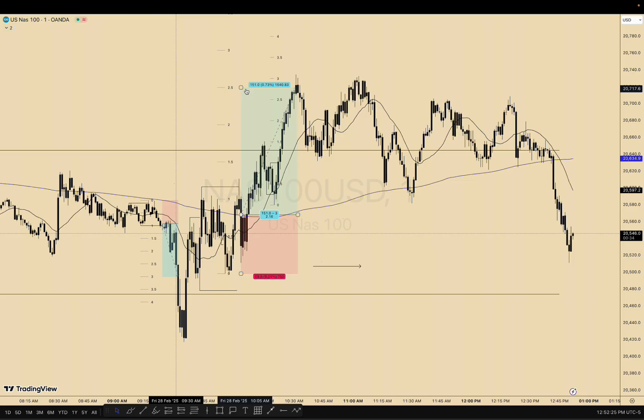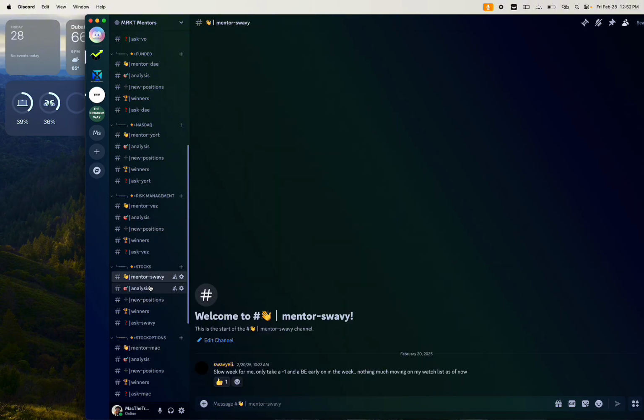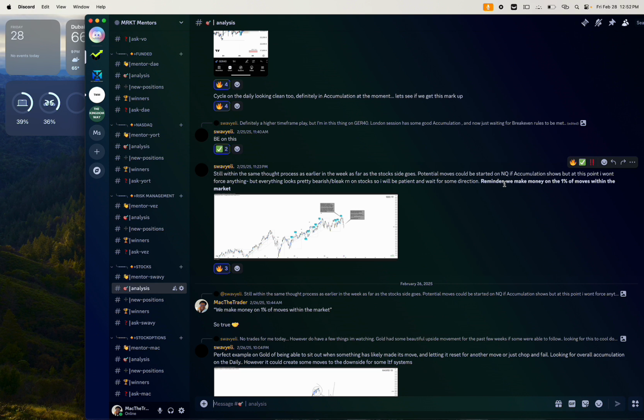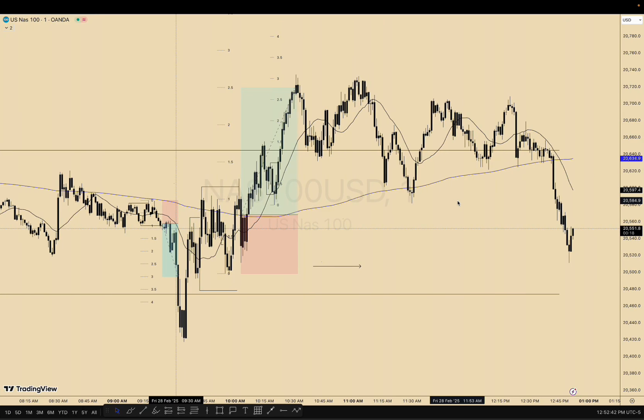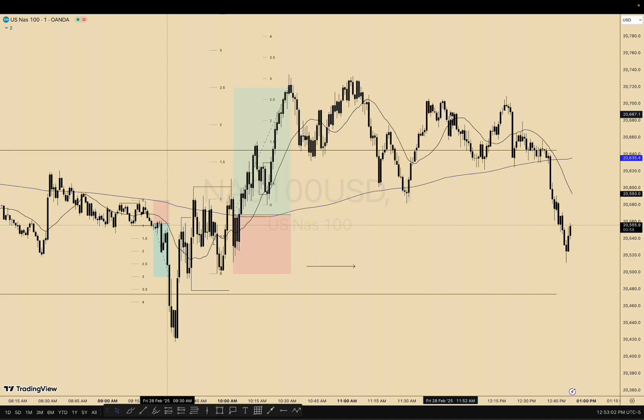Those of you guys within the Discord, if we go to Swavy's channel real quick, you'll see what he says here. He says, reminder, we make money on 1% of the moves within the market. So we're not trying to capitalize on every single move within the market, not even 5% of the moves within the market. We only need 1%. Now, how do you make sure you catch that 1% of the moves? By being patient. You have to be patient.